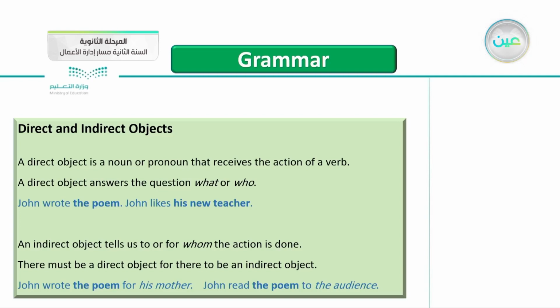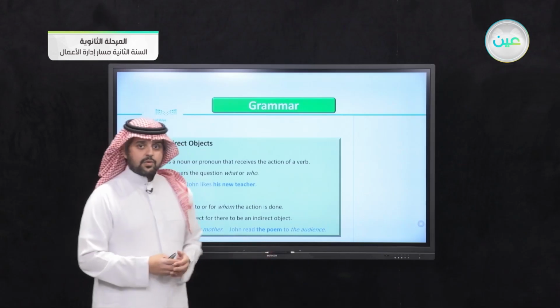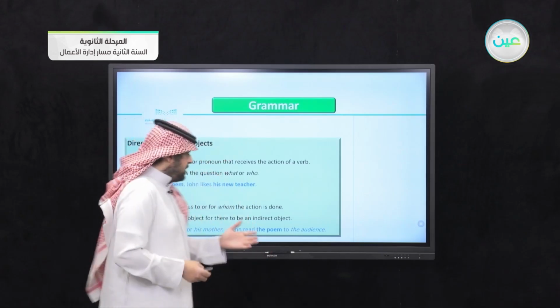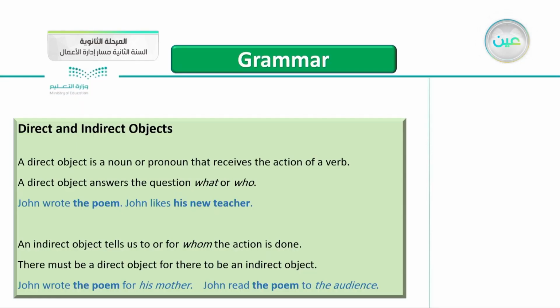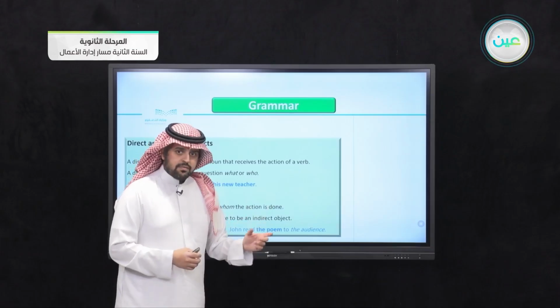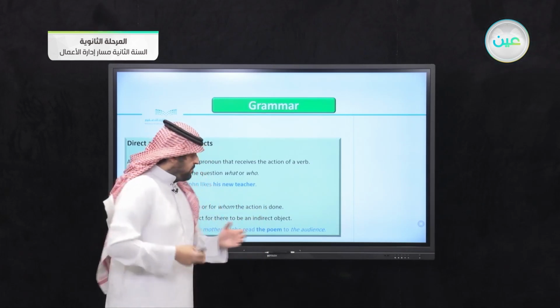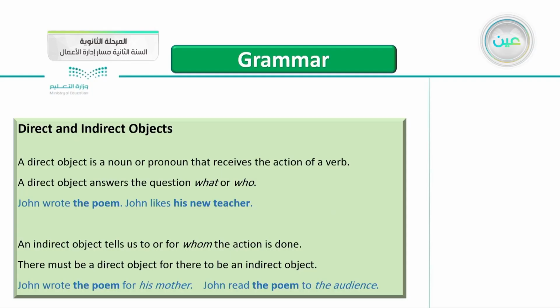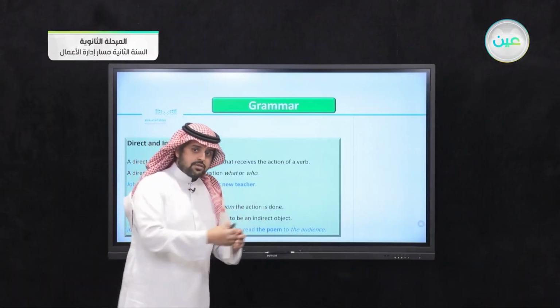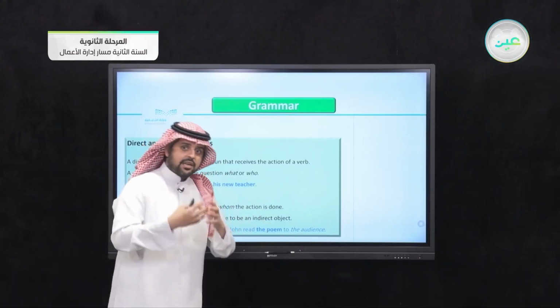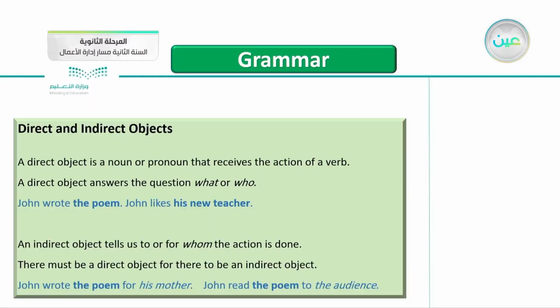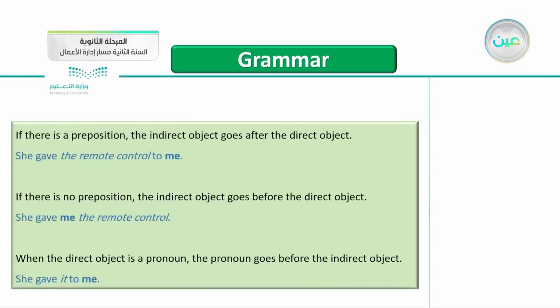John read the poem to the audience. So you notice here that we have two objects. John read the poem. So the poem is the receiver of the action, the verb read. To the audience, this is the people the action was done for. So this is the direct and indirect object.